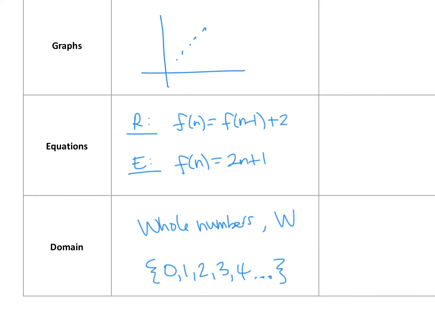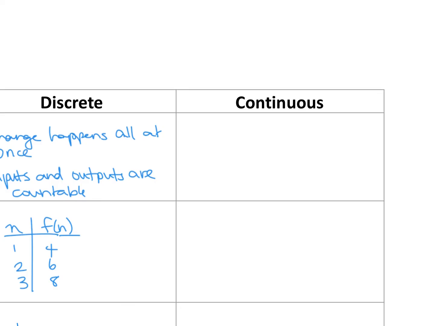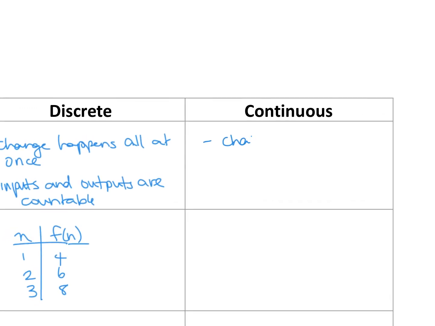Now we're going to switch to continuous and just go through each type again. So for context features, continuous has, so the change is constant. So change is, I'm just going to use the word, I guess, is continuous. Okay, and here inputs and outputs are measurable.